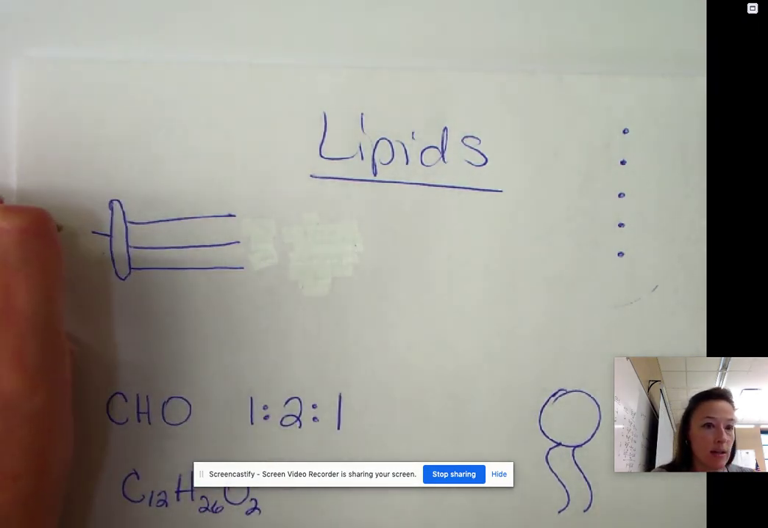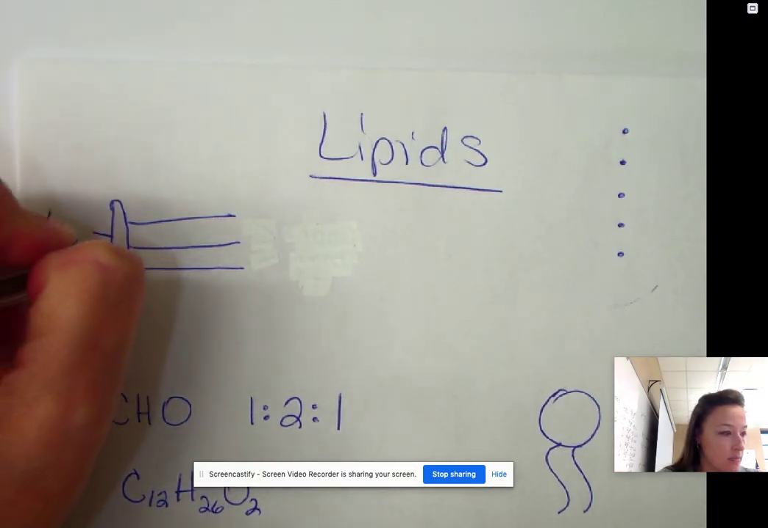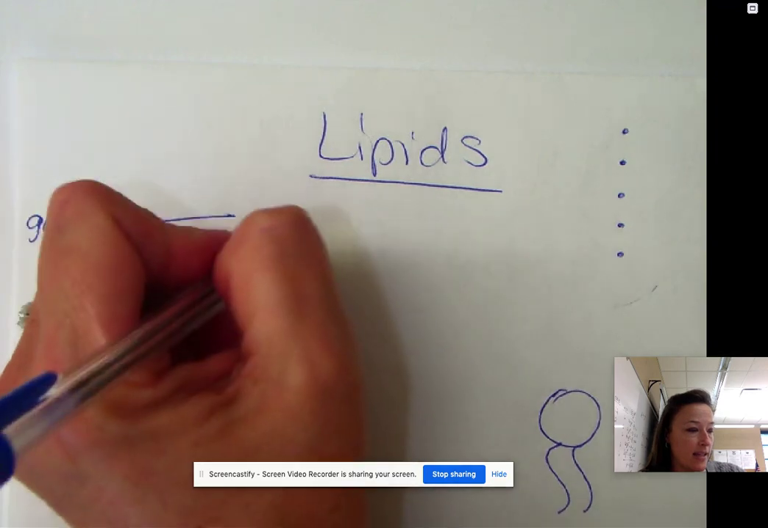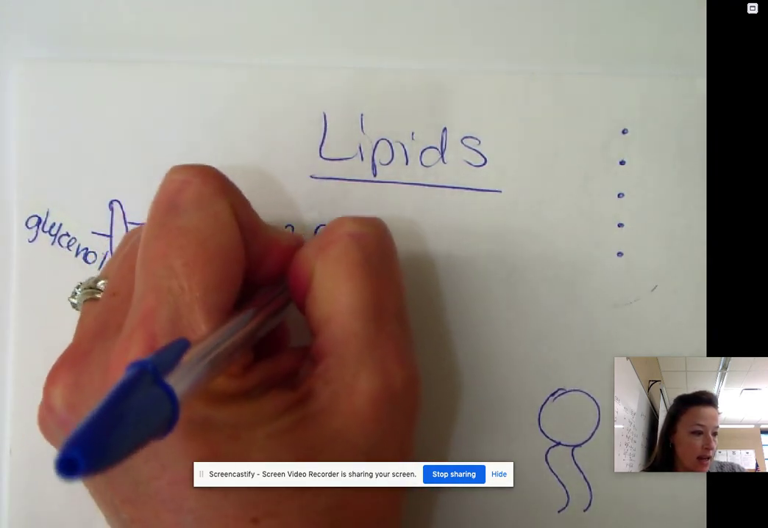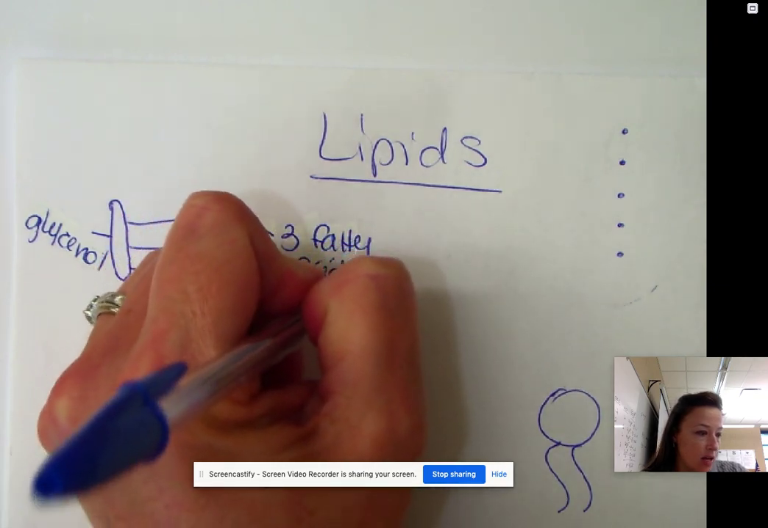All right, so a lipid, this is a triglyceride. It is made of two parts. This part is the glycerol. These are the fatty acid tails. So 3 fatty acid tails.